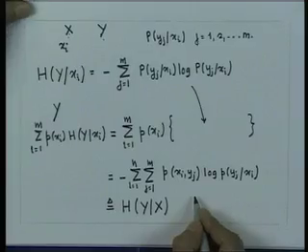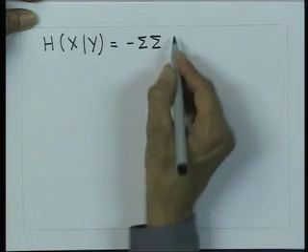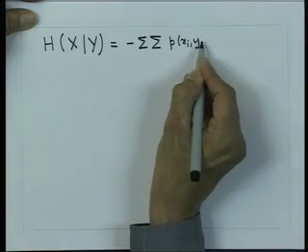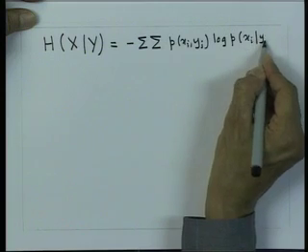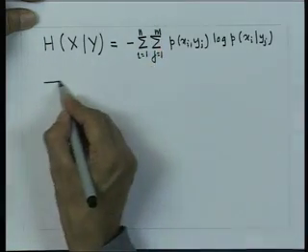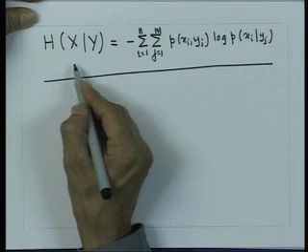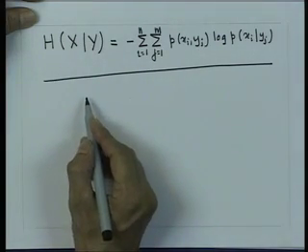Based on this argument, I can also define H of x given y, and that would be simply nothing but the double summation of p of xi yj log of p of xi given yj, with i equal to 1 to n and j equal to 1 to m. This is the average amount of information of x given foreknowledge of y. Now, based on all these definitions, we will try to probe a little further into the mth order Markov source.